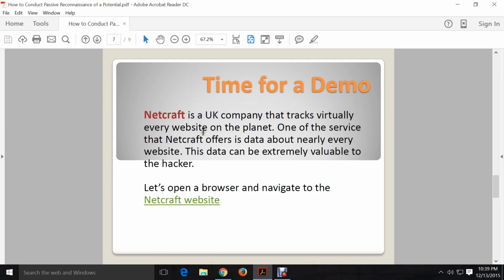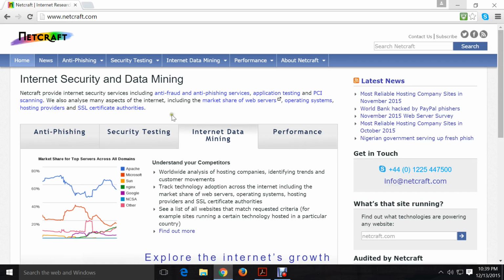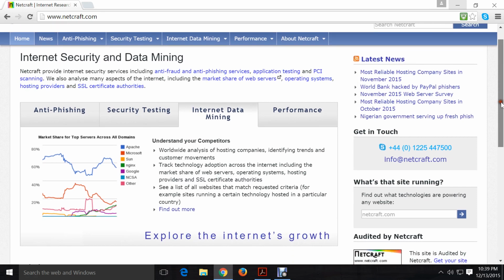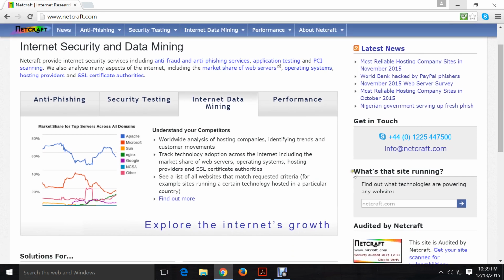Now let's move on to our demo and see what this website offers. So here I already am on this website. I went to www.netcraft.com, and there's a lot of information on this website, but for today's demo purposes I'm just going to stick to this piece: What's that site running?